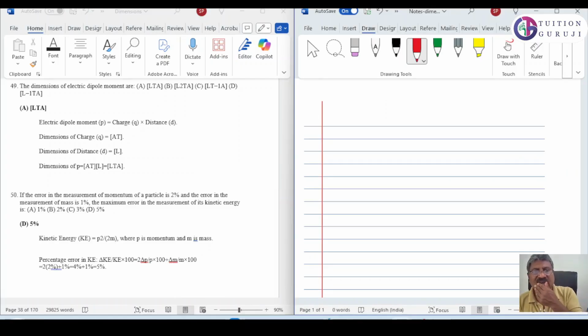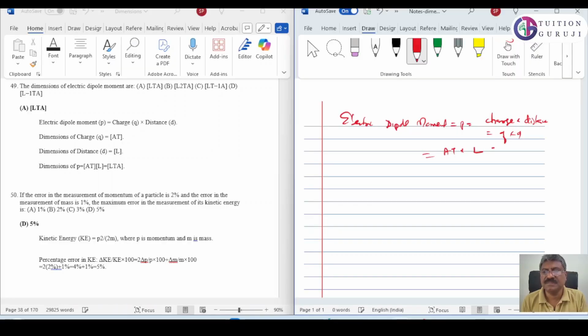The dimensions of electric dipole moment are. So what is electric dipole moment? Electric dipole moment P is equal to charge into distance. It's equal to Q into d. Q is, we know, A into T. Distance is L. So it's equal to dimensions A T L. So answer is A.